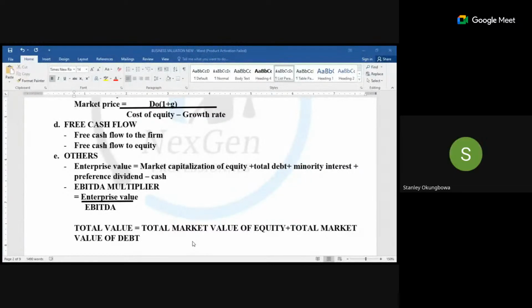Yes, sir. What's the meaning of that EBITDA multiplier? Does it have a particular meaning? Earnings before interest, tax, depreciation, and amortization. It is used to determine the value of a business. Okay, sir. Thank you, sir. You're welcome.